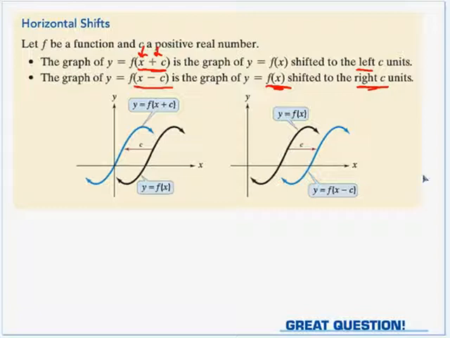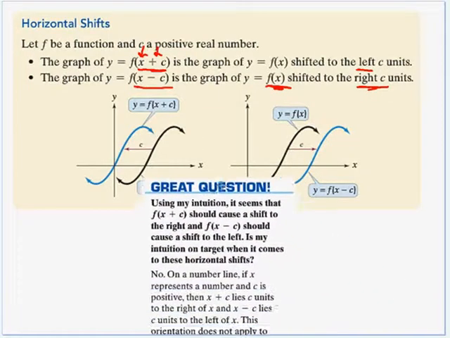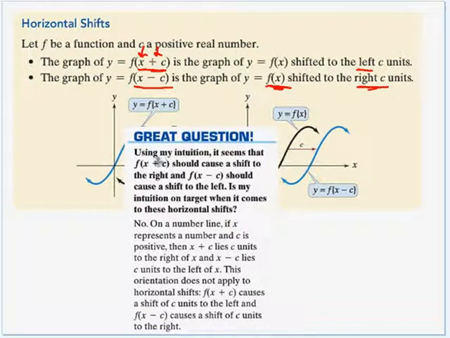And again, if somebody has a question, here's a great one. Using my intuition, it seems that f of quantity x plus c should be a shift to the right, and f of x minus c should be a shift to the left. Is my intuition on target when it comes to these horizontal shifts?